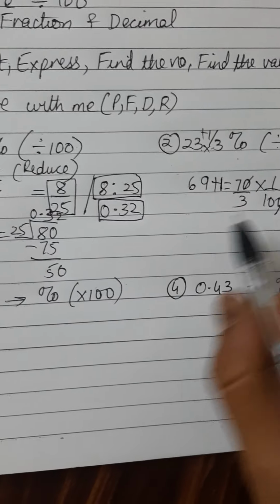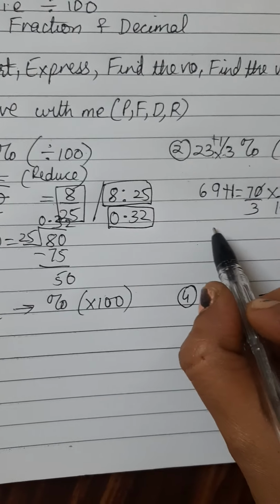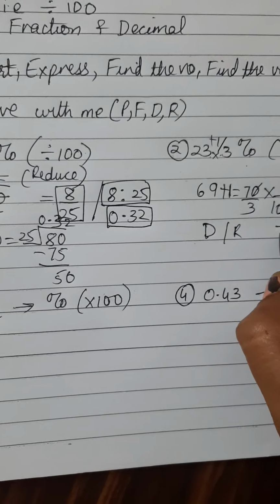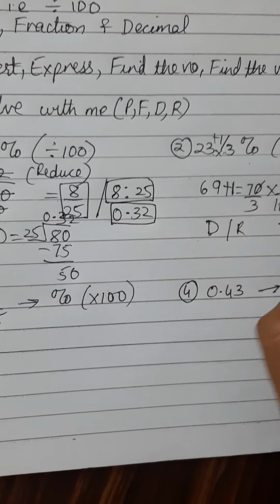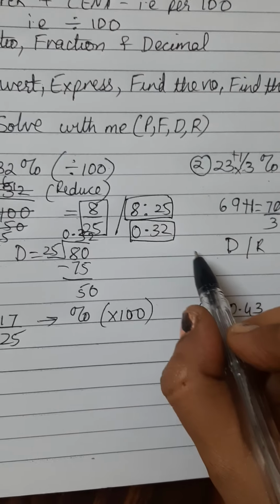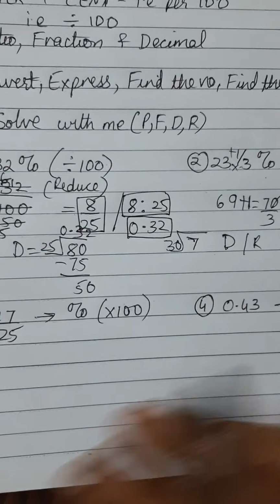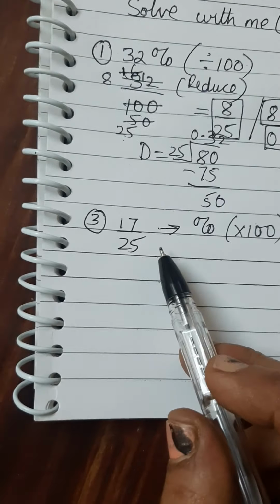Now, as explained earlier, it can also be changed into a decimal form or a ratio form. Ratio is 7:30 and decimal is, divide 7 by 30 and you will get the answer. I am going directly to the next sum.